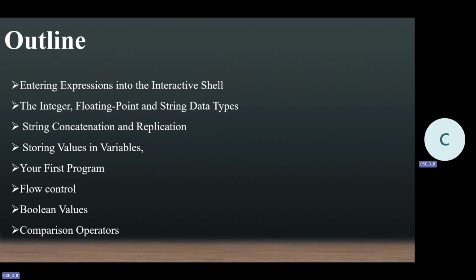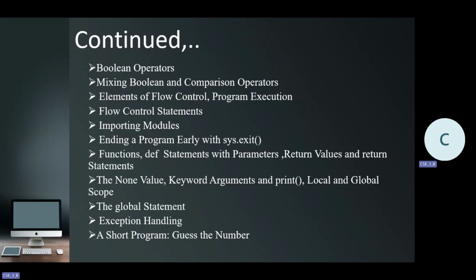Let us go further. In the outline we'll be discussing entering expressions into the interactive shell, the integer, floating point, and string data types, string concatenation and replication, storing values in variables, our first program, then flow control, Boolean values, comparison operators, and then mixing Boolean and comparison operators, elements of flow control, program execution, flow control statements, importing modules, and ending a program early with sys.exit, then functions and def statements with parameters, return values, return statements, the None value, keyword arguments, local and global scope, the global statement, exception handling, and a short program, guess the number.